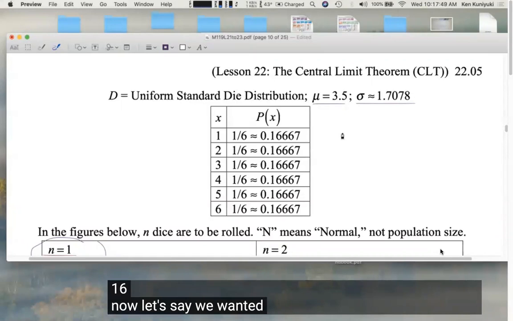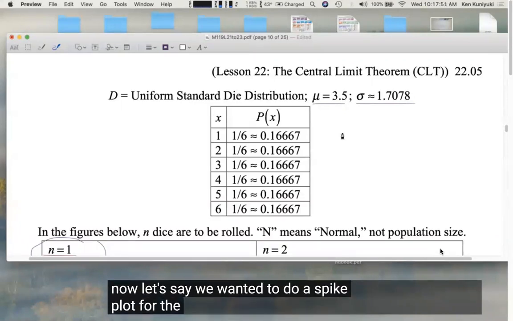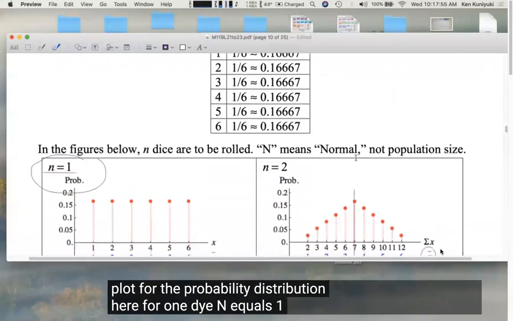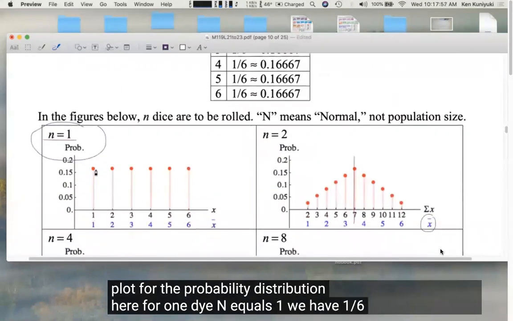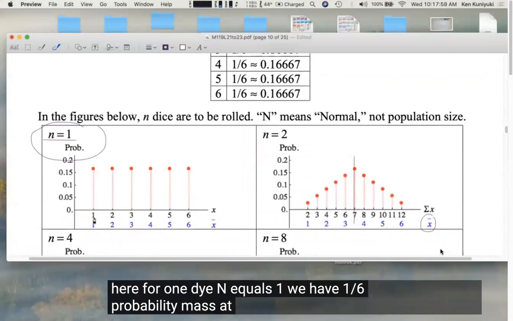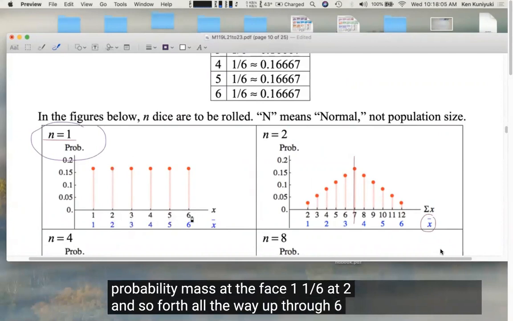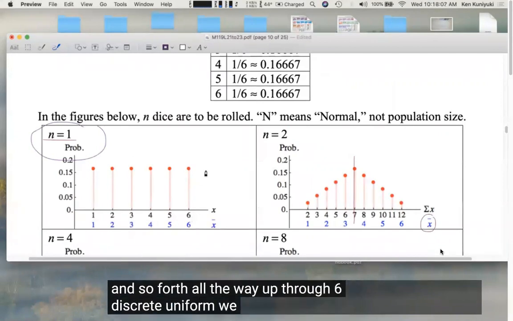Now let's say we wanted to do a spike plot for the probability distribution here for one die. N equals 1. We have 1/6 probability mass at the face 1, 1/6 at 2, and so forth, all the way up through 6. Discrete uniform, we have a flat top.